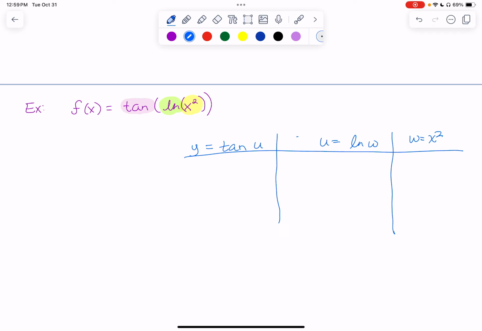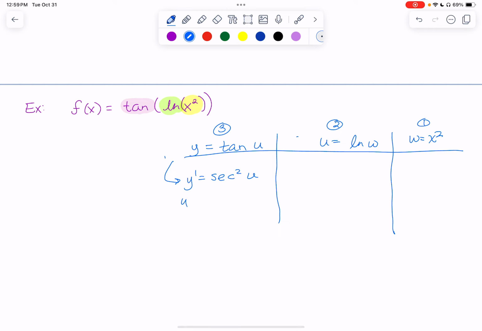Let's take the derivatives. We're going to work backwards. Remember, I found this, I'd do it first. I found this, I'd do it second. I'd do this third if I was evaluating. So I'm going to work back this direction. I'm going to say y prime is equal to secant squared, because that's the derivative of tangent u.